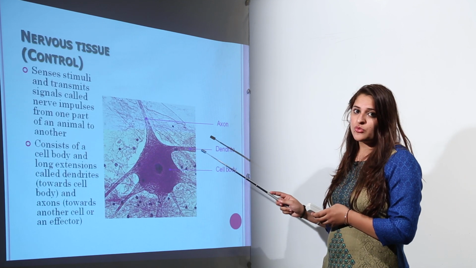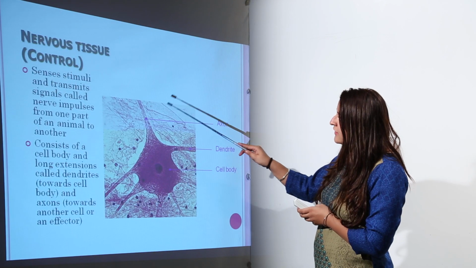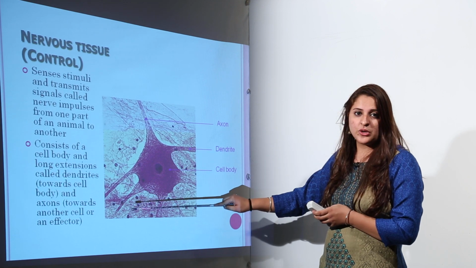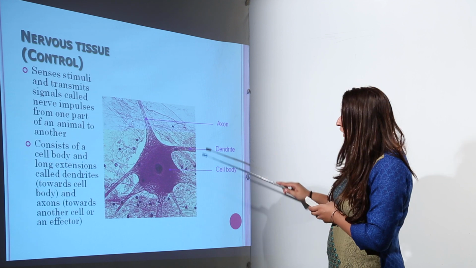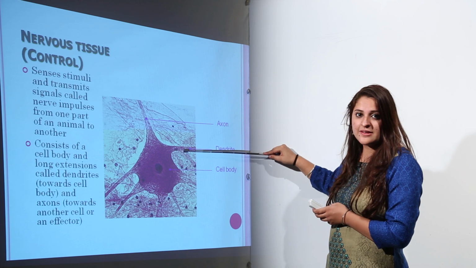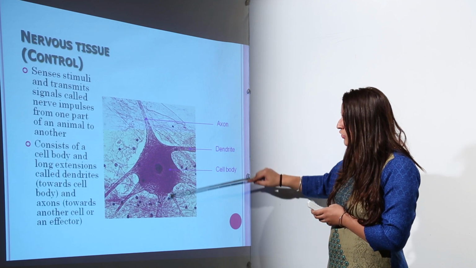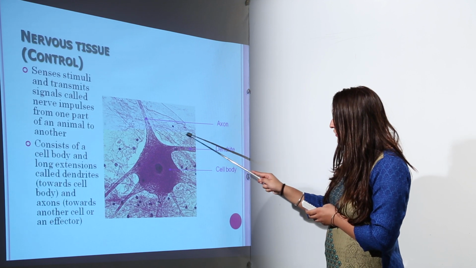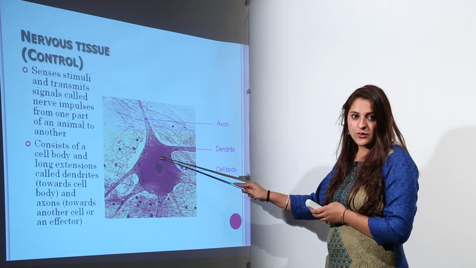Next is the nervous tissue. Nervous tissue means having control of an organism. As we can see, this is the basic structural and functional unit of the nervous system, which we call a neuron. A neuron is involved in transmitting electrical signals from one part of the body to another. This complete neuron consists of a cell body. This cell body consists of a nucleus.